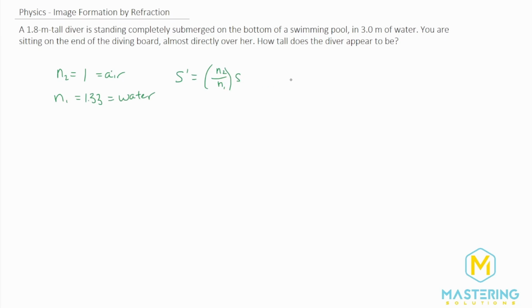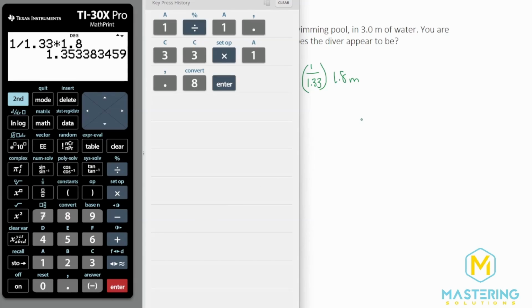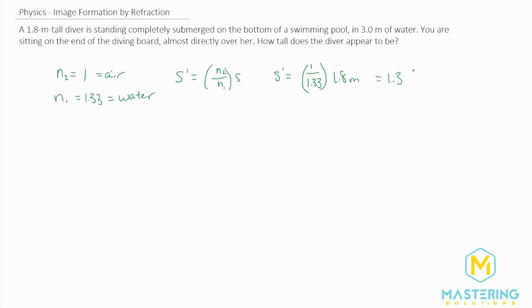When we plug in the numbers here, we have s prime is equal to n2, which we said is 1, divided by n of water, 1.33, times the object distance, which we said is 1.8 meters. So 1 divided by 1.33 times 1.8 gives us 1.35. So 1.35 meters. This is the short way to figure out how tall the person is going to be for this question.